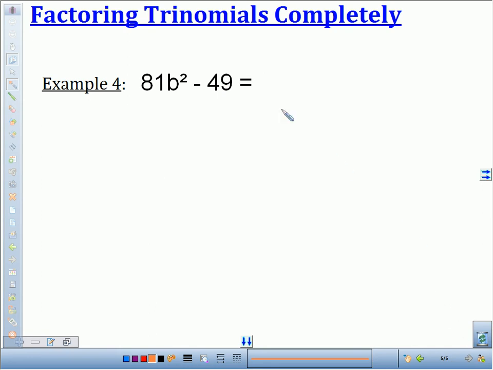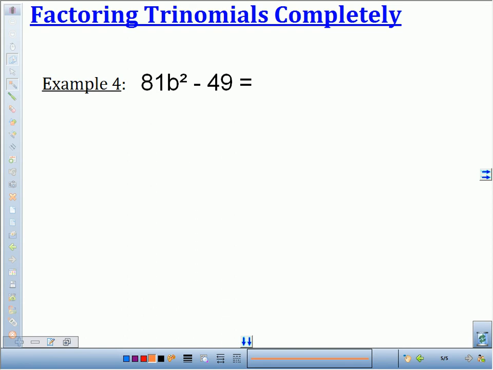One last example. This one might throw people off, but it is actually pretty easy. It will require a calculator, but that's okay. I have 81b squared minus 49. Now, this is a binomial, but we can still factor it.